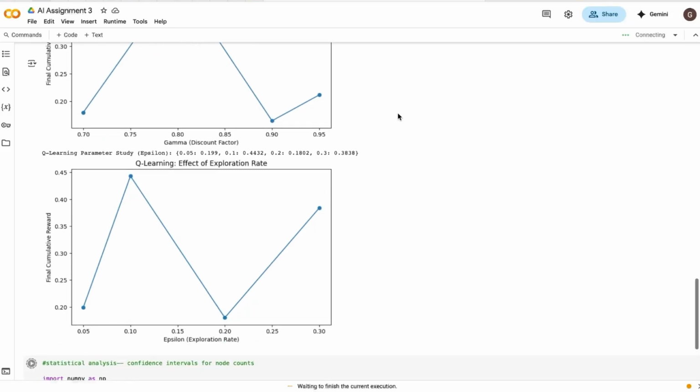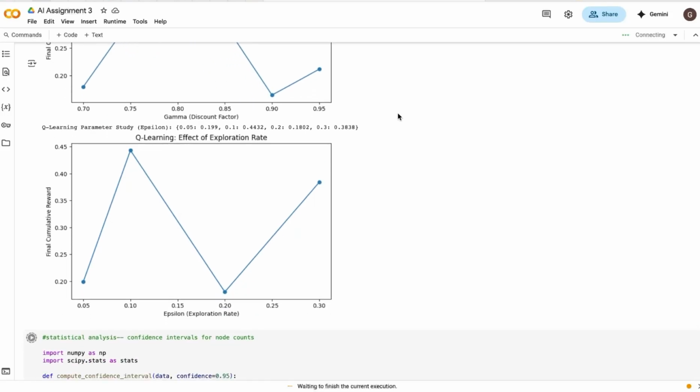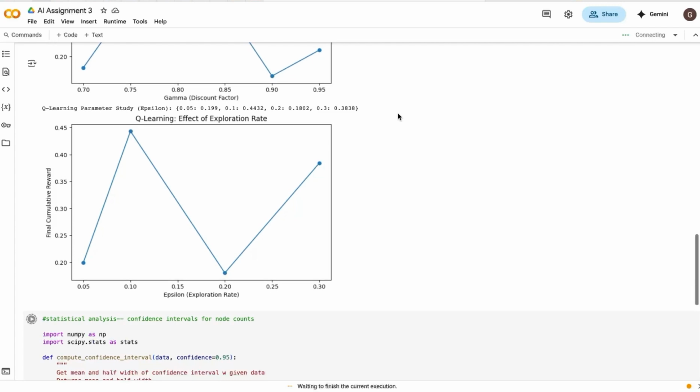Then we have the effect of exploration rate. So we examine how the exploration rate, epsilon, affects learning. Again, a line plot is comparing the different epsilon values with the final cumulative reward. This graph can show us the best trade-off between exploring new strategies and exploiting known ones, ensuring robust learning.